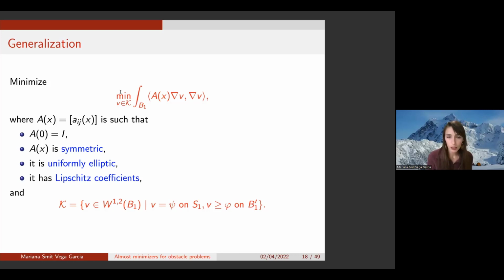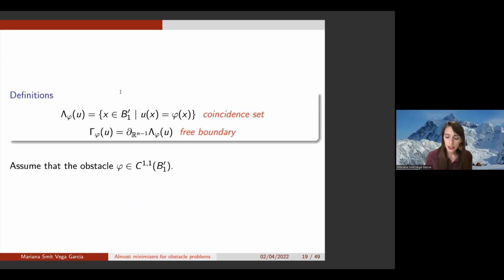So I have a matrix A that I'm going to assume is symmetric, uniformly elliptic, has Lipschitz coefficients, and at the point 0, it's equal to the identity. So here now, our class of candidate functions is exactly as before, but we have this matrix to take into account. As in the case of the classical obstacle problem, we have a coincidence set, which is the set of points where the minimizer is equal to the obstacle, but do notice this is a set that lies inside of our manifold, our thin set. And then we have the boundary of that set in the relative topology of the manifold, which is what we call the free boundary. And for now, let's say we assume that the obstacle is C^{1,1} defined in this thin set.